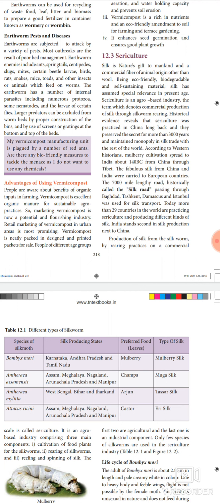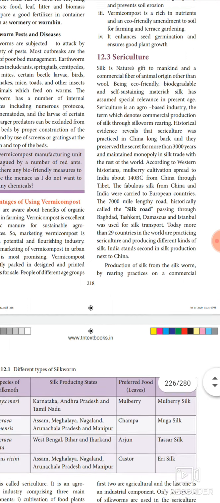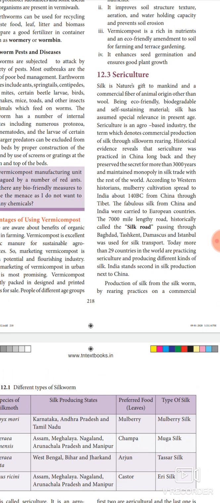Silk is nature's gift to mankind and a commercial fiber of animal origin other than wool, being eco-friendly, biodegradable and a self-sustaining material. What is meant by eco-friendly, biodegradable? It will be easily degraded; that is called biodegradable. Easily degraded means the molecules easily break down; that is called biodegradable.